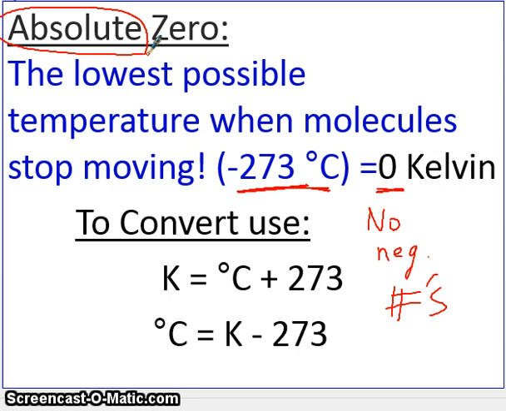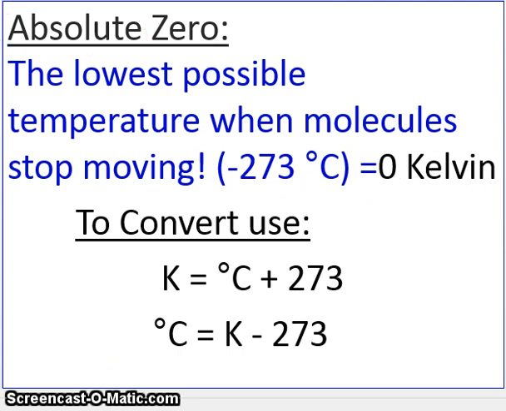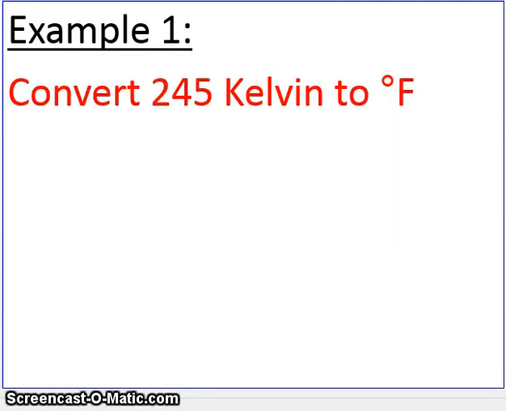To convert between Celsius and Kelvin are these two equations. To solve for Kelvin, you just add 273 to Celsius, because 0 Celsius is 273 Kelvin. And to go the other way, you would subtract 273. Let's go ahead and do an example problem. The example problem asks us to convert 245 Kelvin to degrees Fahrenheit. We have to go through Celsius, since Kelvin is connected to Fahrenheit through Celsius. So let's first convert to Celsius.